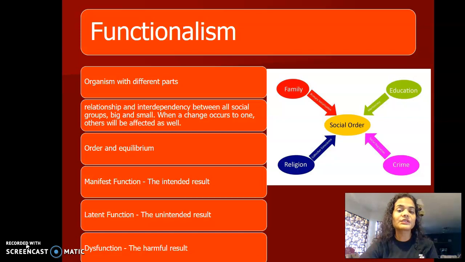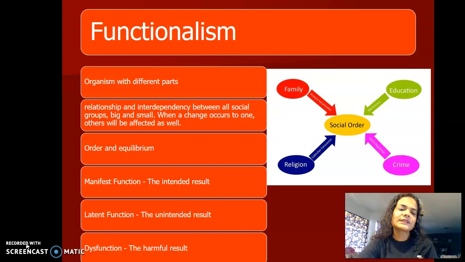That's why functionalism is also called the order paradigm, because it's interested in looking at how society maintains equilibrium and order, and doesn't break into chaos. Later on, when I introduce you to the major social theorists, you'll notice that one of the founding fathers of sociology, Durkheim, is seen as the father of structural functionalism.